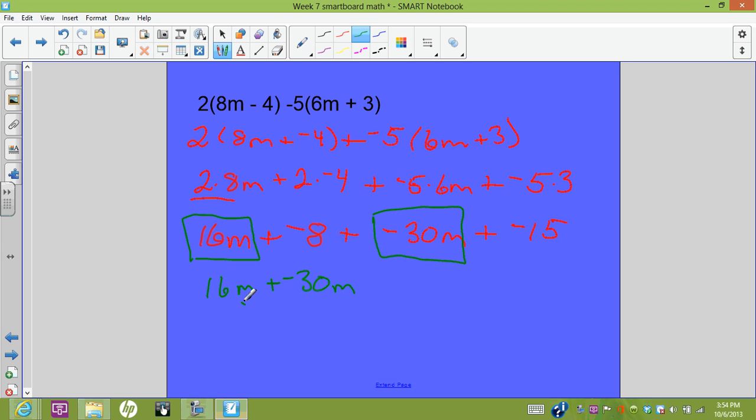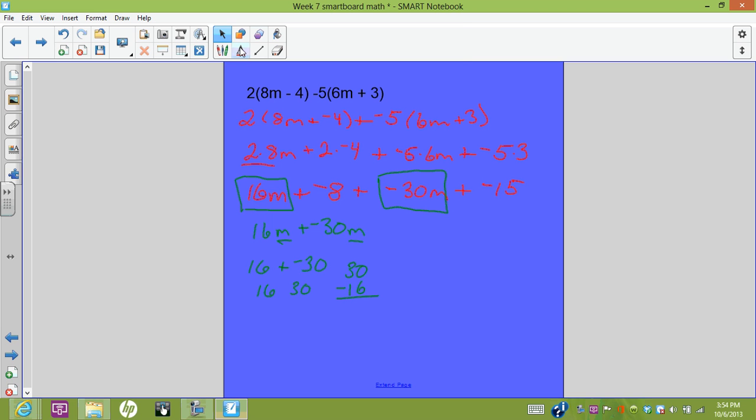If they have the exact same variable part, I'm going to add my coefficients. These have different signs, so I am going to find the difference between 16 and 30. Do some scratch work over here on the side. Extend my page because I'm running out of room. 30 minus 16 is 14, but this has more evil soldiers than good, so it's going to be negative. And then I'm going to keep my variable part. So 16m plus negative 30m is going to be negative 14m.